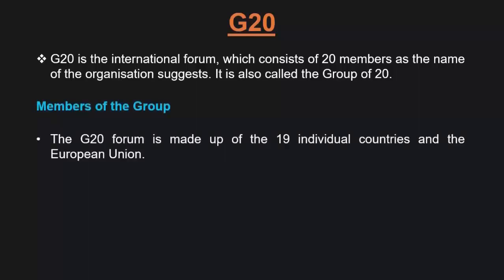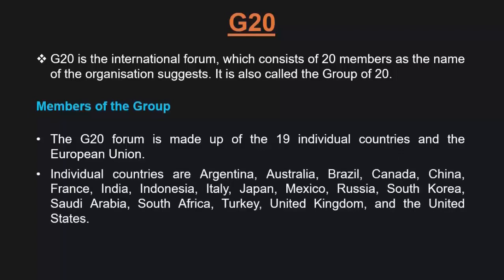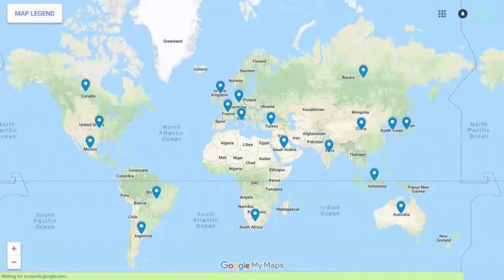Now let's see the members of the group. The G20 forum is made up of the 19 individual countries and the European Union. These given countries are the members of the G20. Let's see on the map. Here we can see all the member countries, but we can further divide them according to the continent.